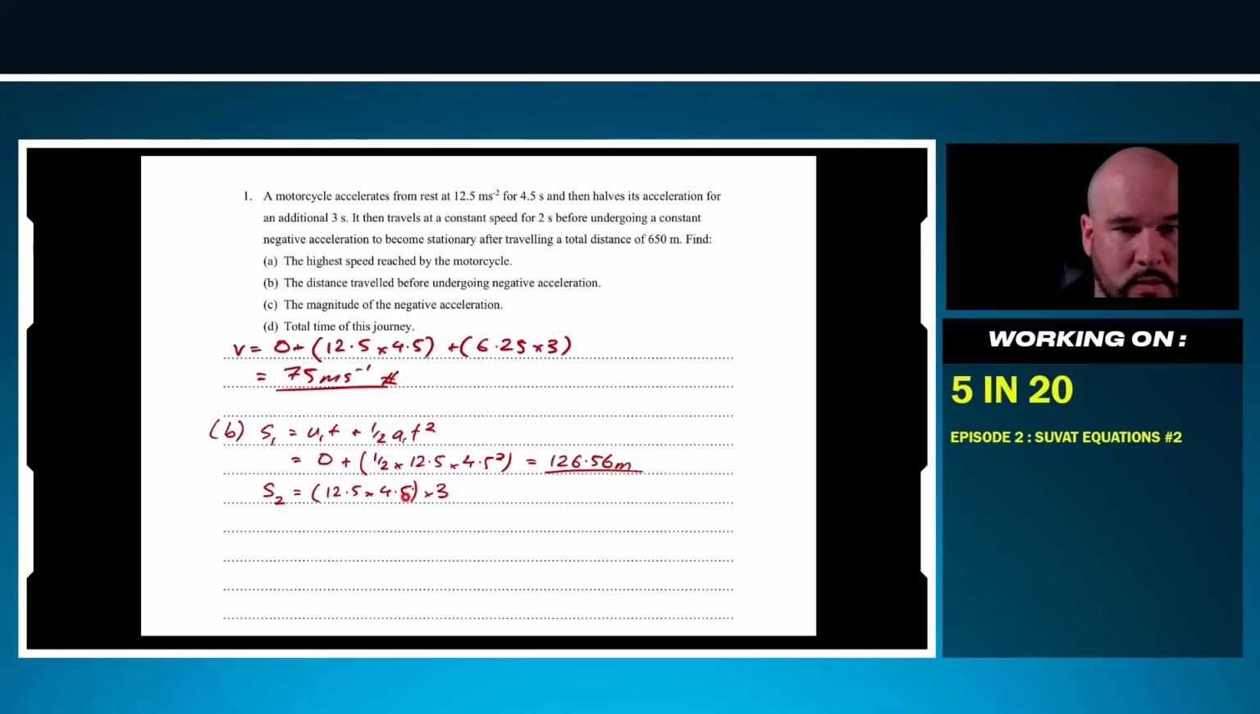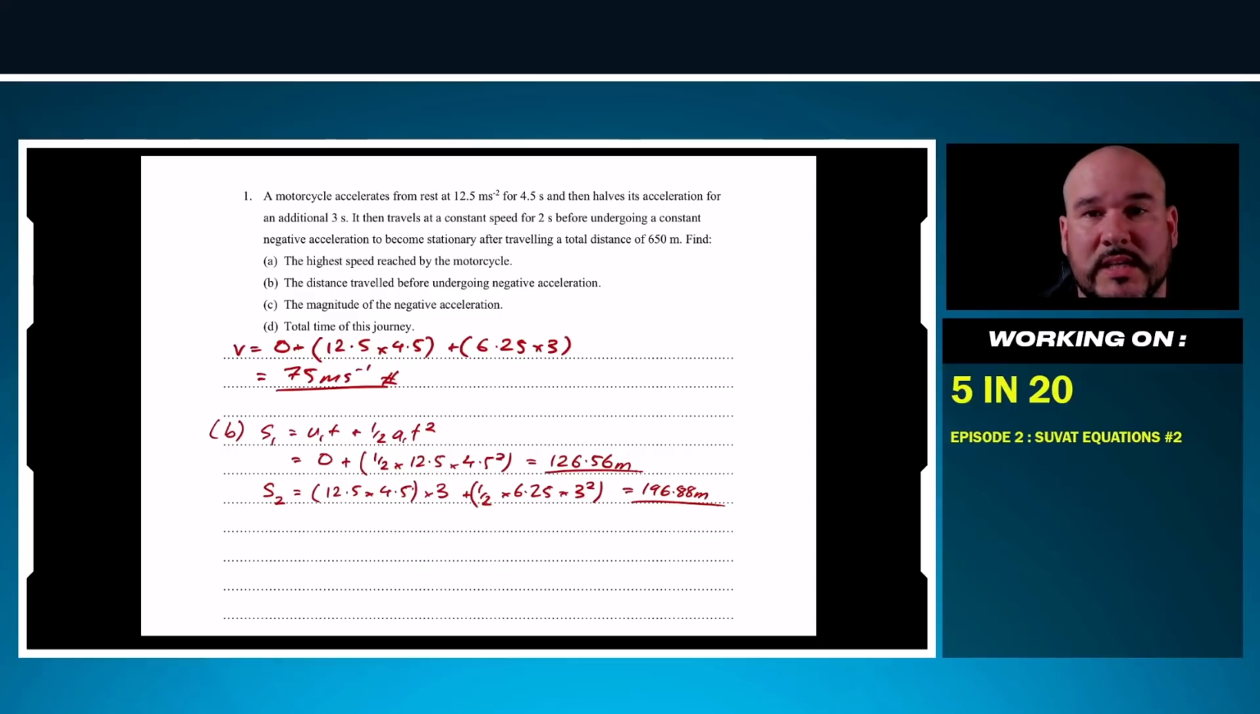This part here, 12.5 times 4.5, so we're trying to find the initial speed of the second section, and that is just the final speed of the first section. Then plus a half a t squared, a being 12.5, multiplied by 3 squared, we get about 200 meters for this second section.